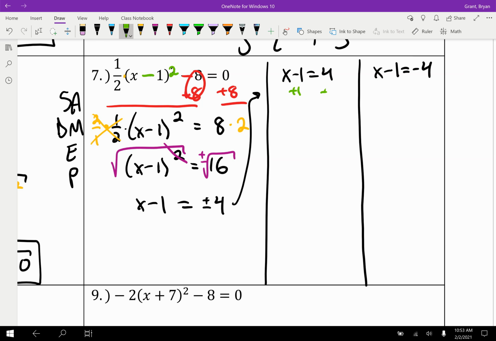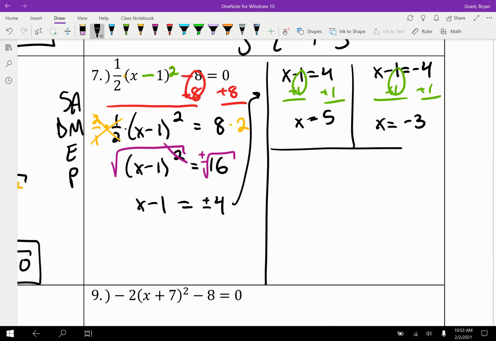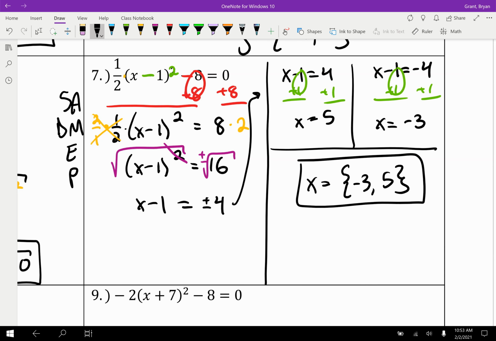We add 1 to each side here, and that gives us x equals 5. But don't make the mistake and think, oh, the other one's going to be -5. It does not work that way. If you add 1 to both sides here, hopefully you recognize that -4 plus 1 is -3. And so we have two answers. We'd probably group them together in these braces and say from -3 to 5. 2 problems to go.